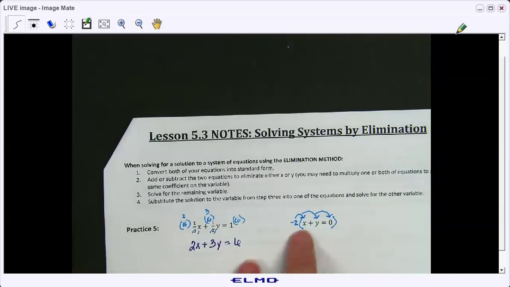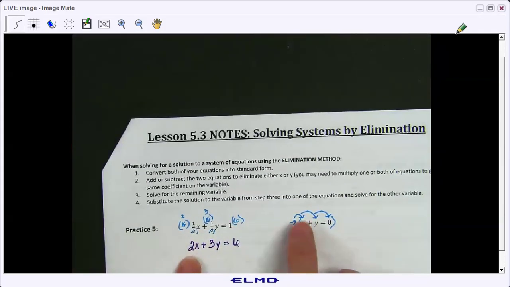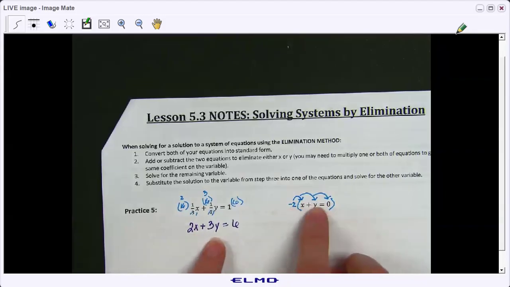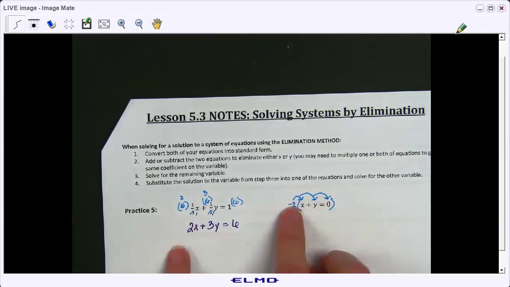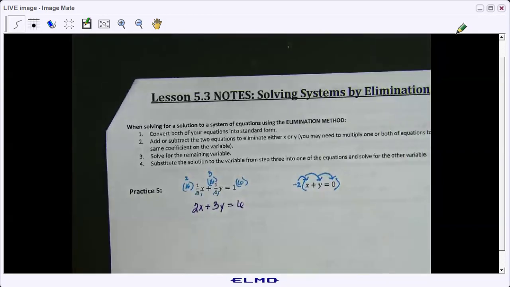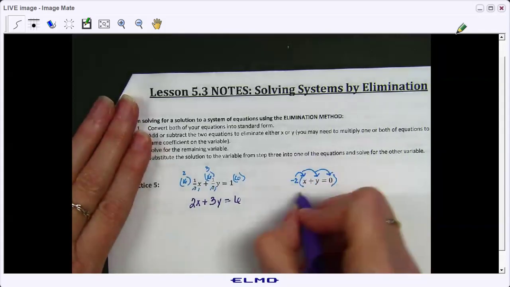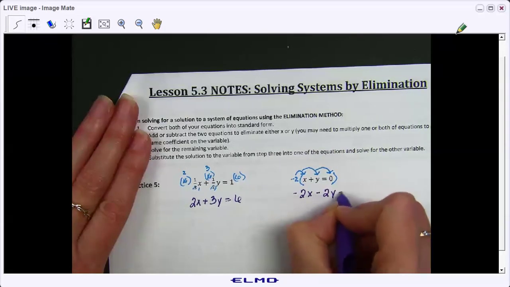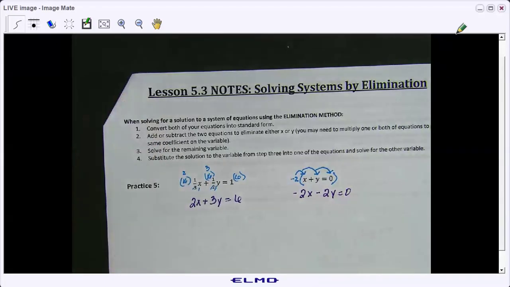So on practice 5, I need to either turn my x to a -2 so I can cancel out my x's, or I need to turn my y to a -3 to cancel out my y's, and I chose the -2. So either your x or your y coefficients have to be the same and opposite. So once I distribute my -2, I get -2x minus 2y equals 0. Now I can stack them and I can solve it.